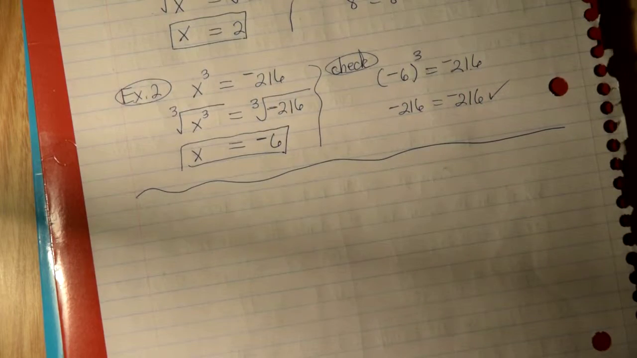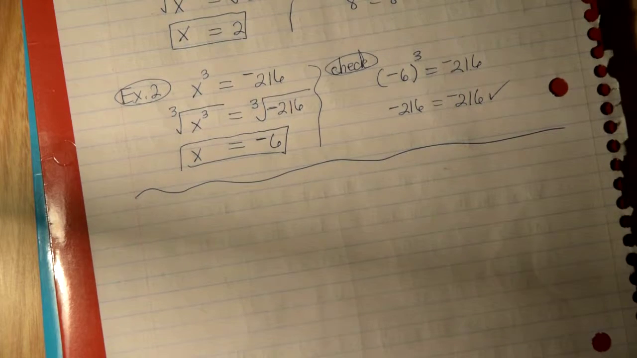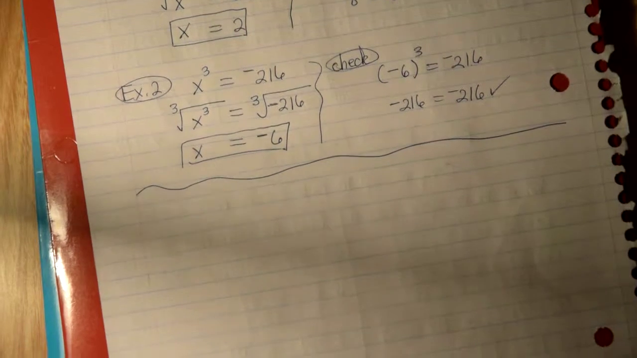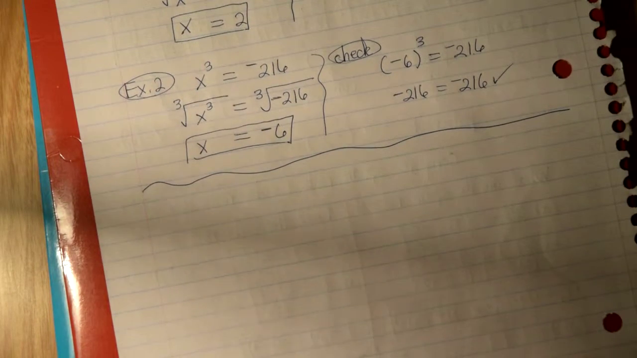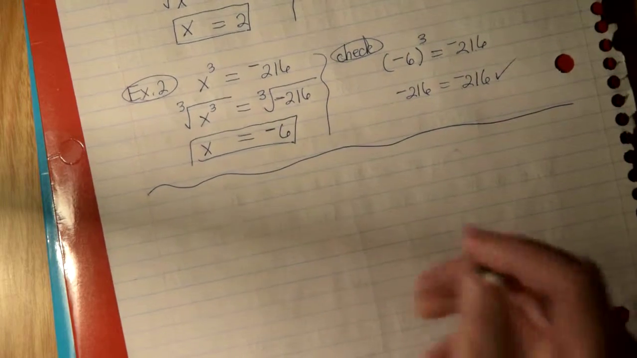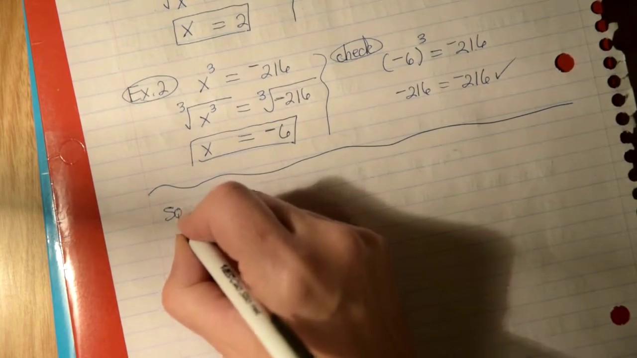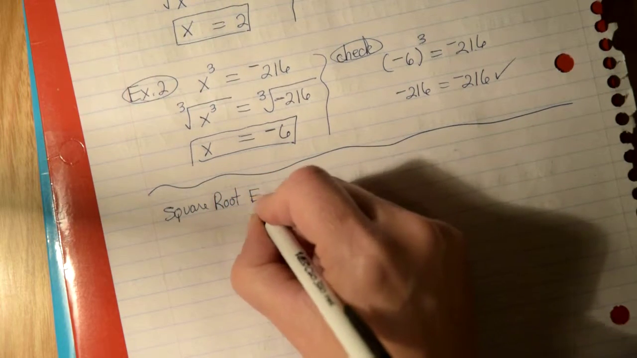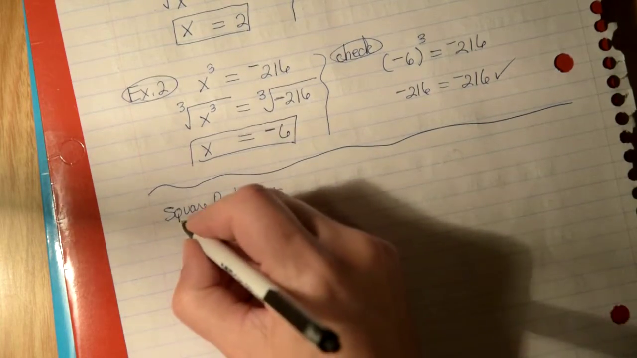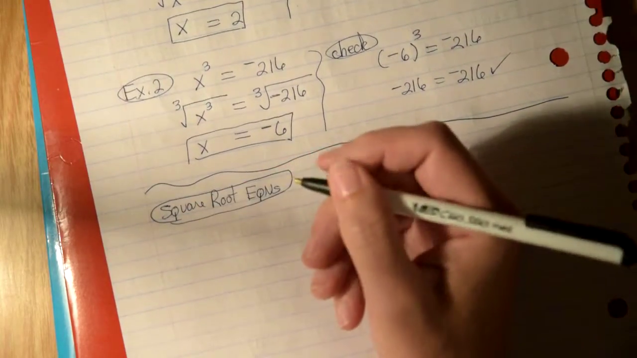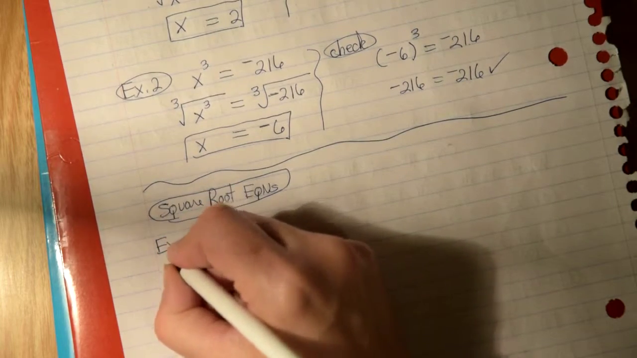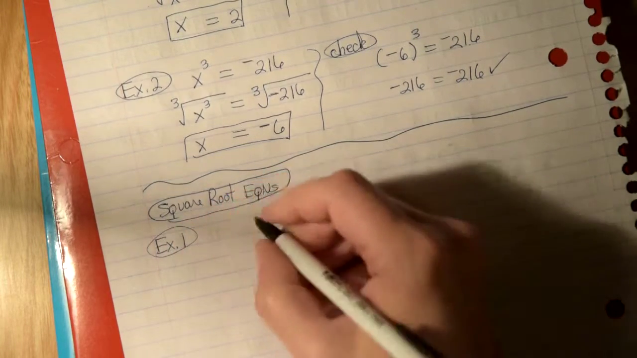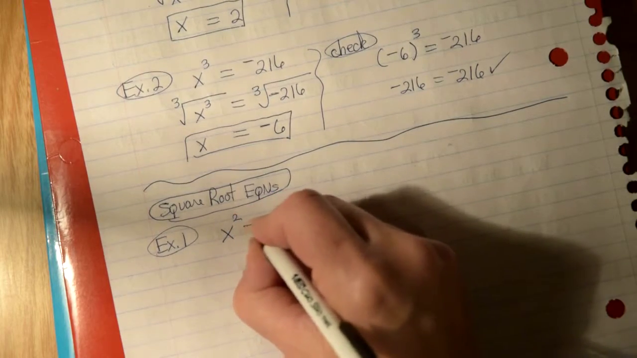Just so I don't run out of tape, because I only have a few minutes left, I'm going to do a square root equation now. So square root equations. Example 1. X squared equals 16.